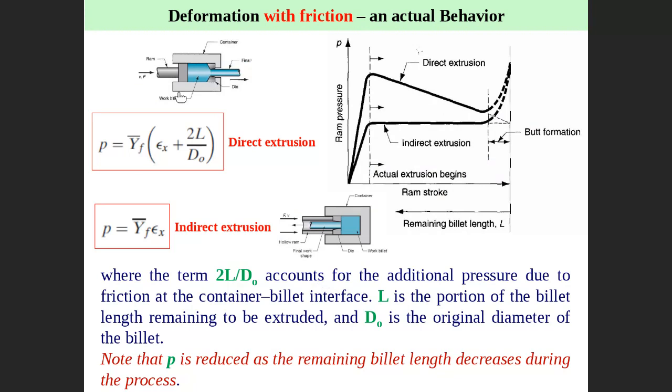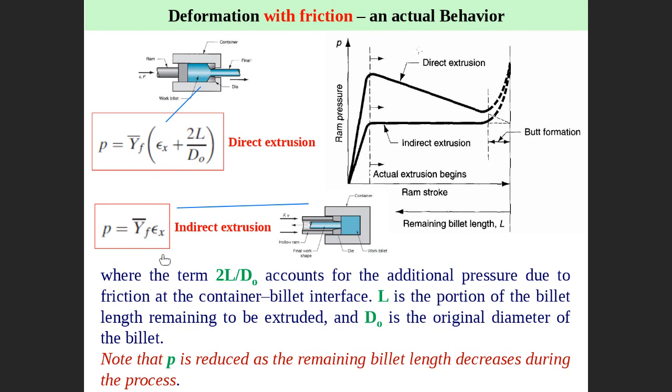One equation is for direct extrusion. This is the equation in case of direct extrusion. And the other one is the equation in case of indirect extrusion. What is the difference between the equation of direct extrusion and indirect extrusion? The direct extrusion equation is exactly the same as indirect extrusion, but we have an additional part, which is to overcome the friction in the wall in case of direct extrusion.